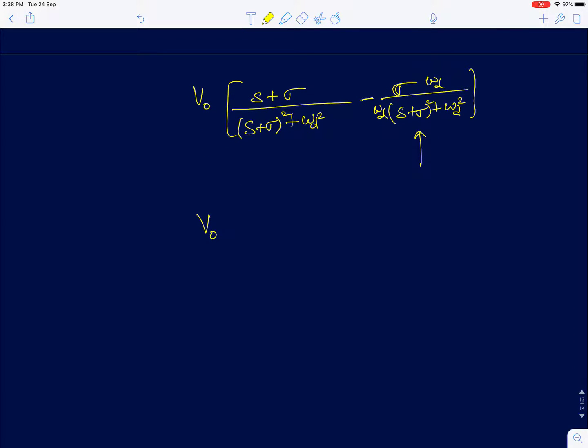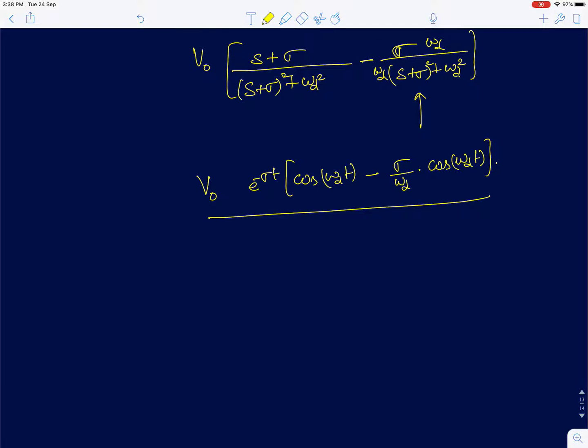So this is going to be V naught e power minus sigma t into cos of omega d t minus sigma by omega d into sin of omega d t.